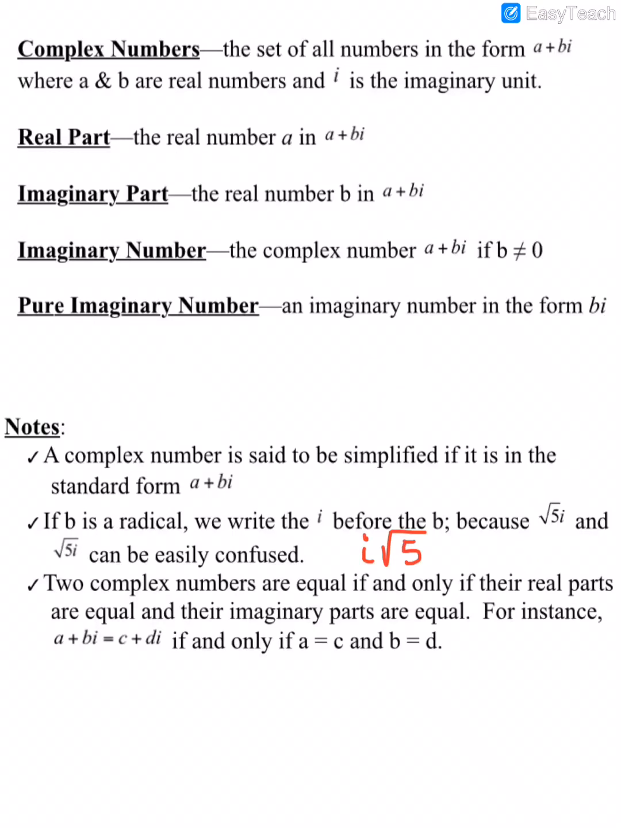Two complex numbers are equal if and only if their real parts are equal and their imaginary parts are equal. This is just kind of common sense. This just means if we have two complex numbers like a plus bi and c plus di, they're only equal if a and c are equal and b and d are equal.